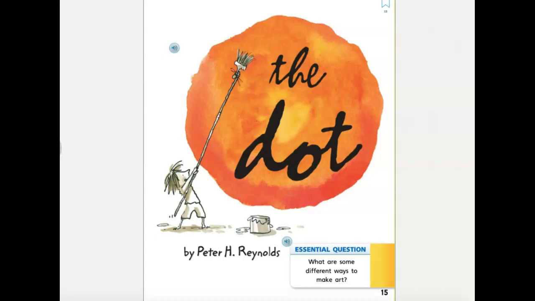I hope you enjoyed getting to read our main story for this week, The Dot. In this story, I love how Vashti persevered and did not give up. She was then able to encourage someone else to not give up and keep trying. Be thinking of what are some other ways to make art. Will you try to make some art at home? See what you can create.